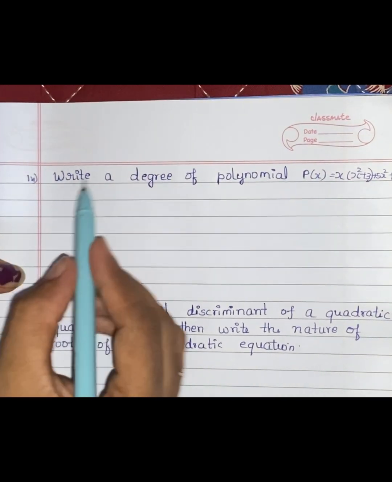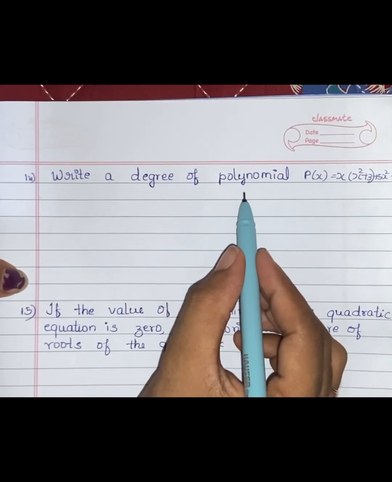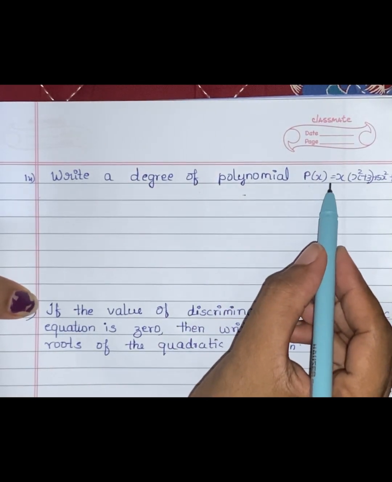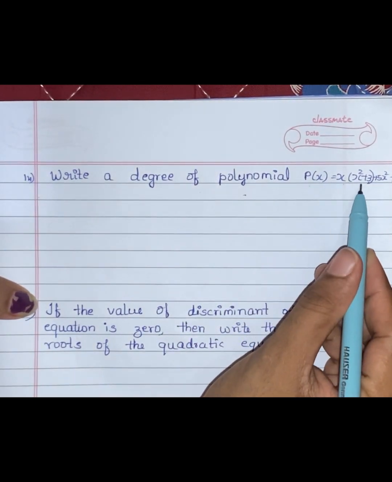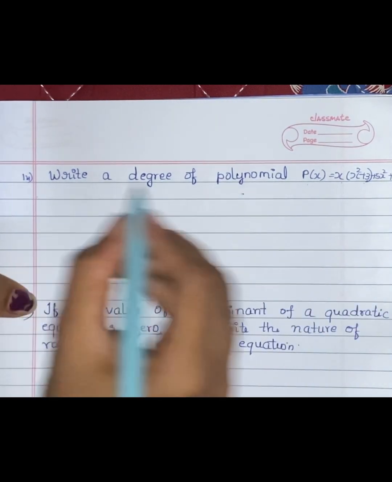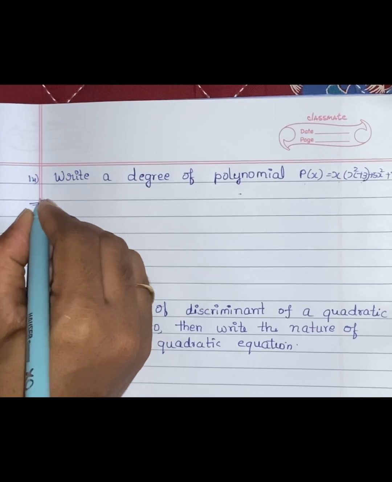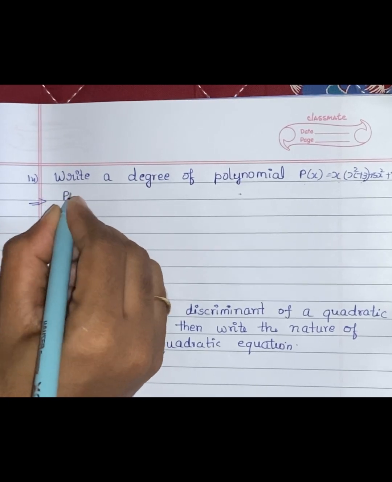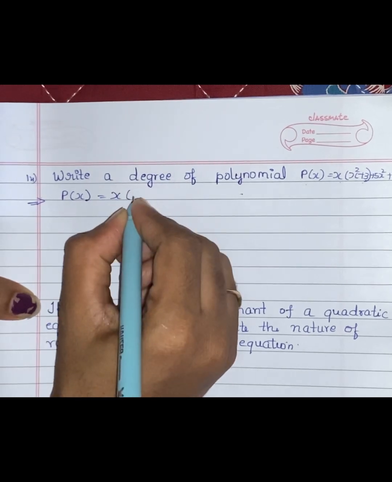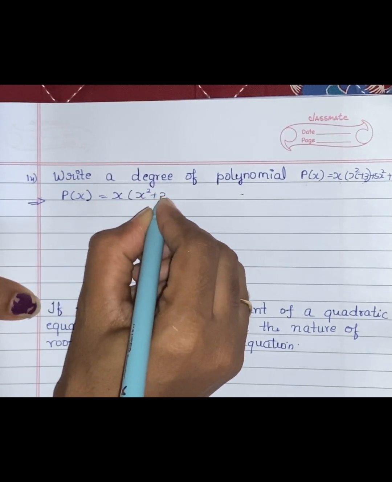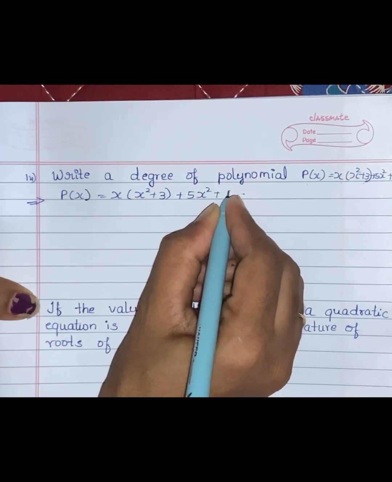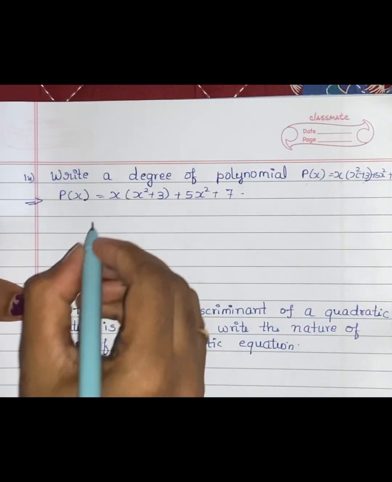14th question. Write the degree of the polynomial. They have given the equation P of x is equal to x times (x squared plus 3) plus 5x squared plus 7. First I'll write the given equation: P of x is equal to x(x squared plus 3) plus 5x squared plus 7.